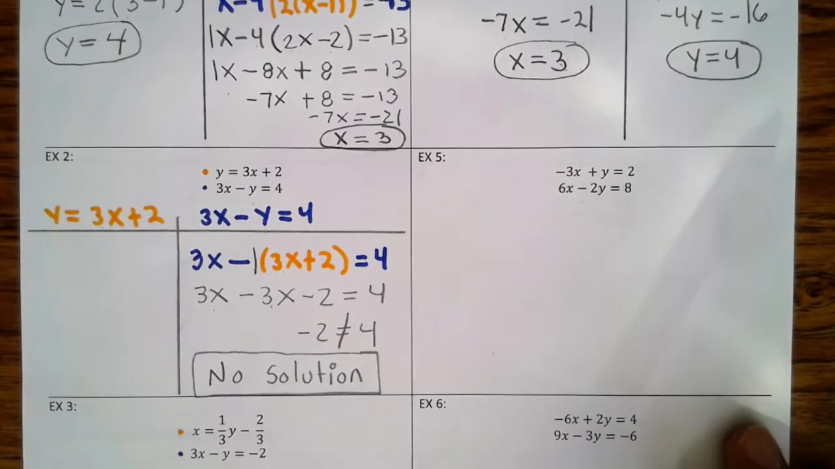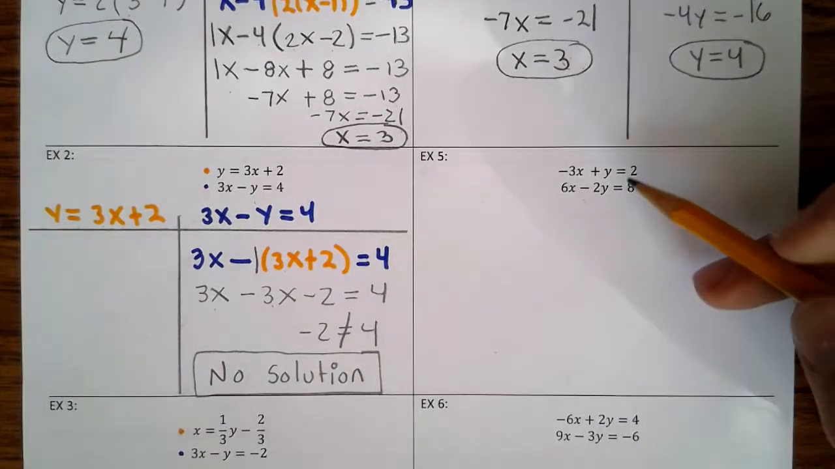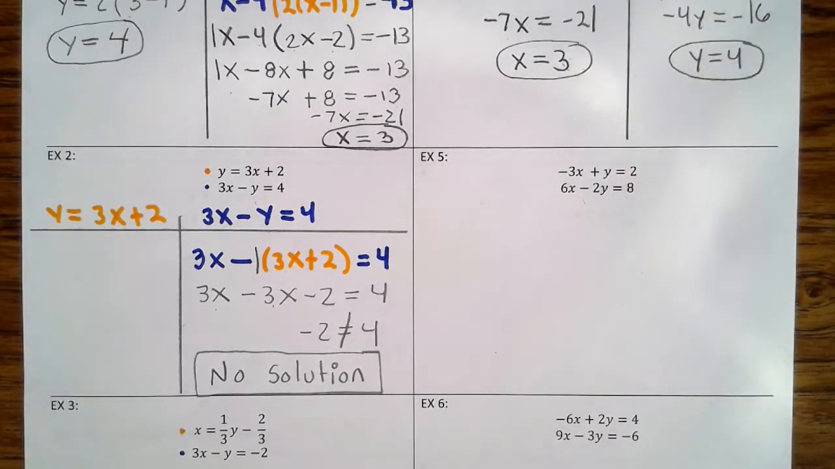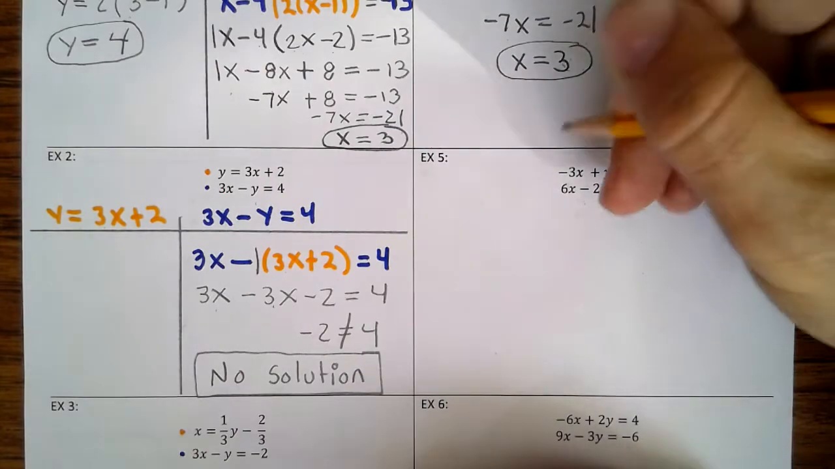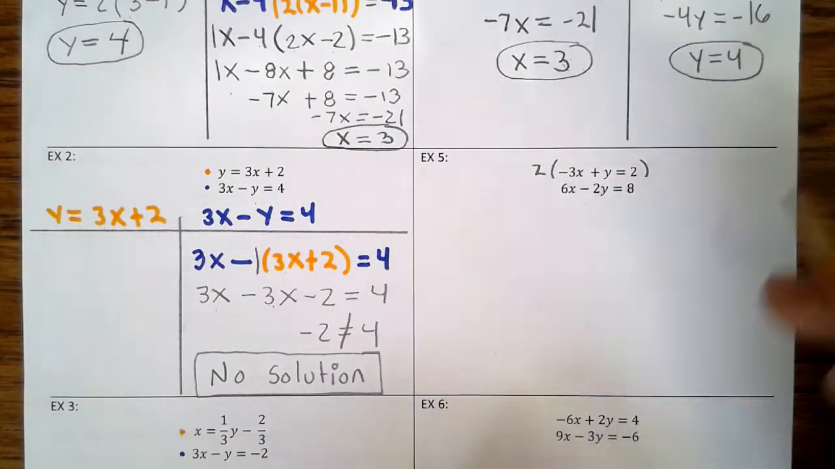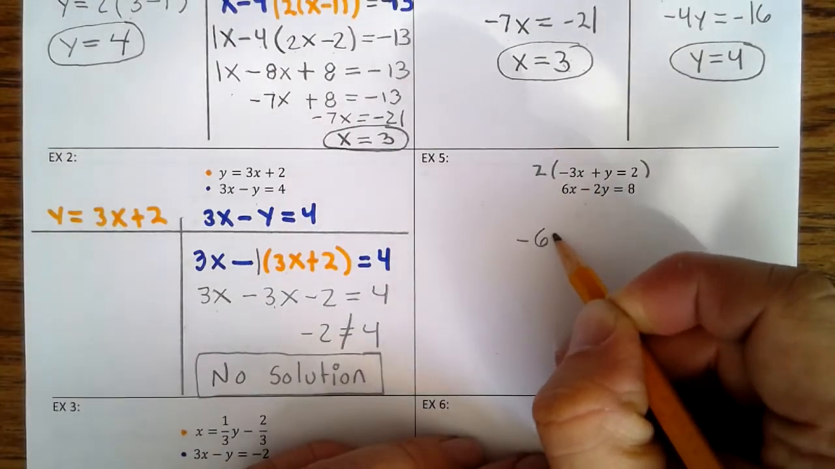All right. So here it says decide which variable to eliminate. Well, I'll take a step back. They're both in ax plus by equals c. So now we decide which variable to eliminate. Looks like in this case, I'm going to eliminate the x's. So I'm going to multiply the top equation by 2. So 2 times negative 3 is negative 6x.